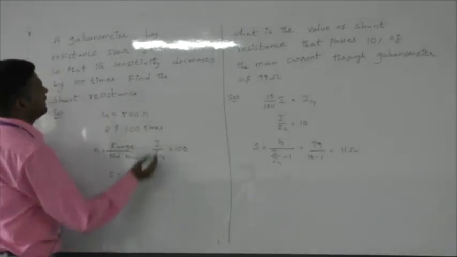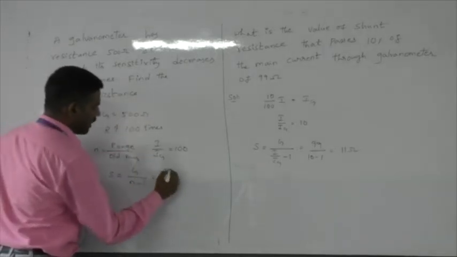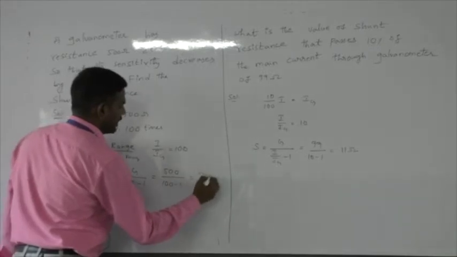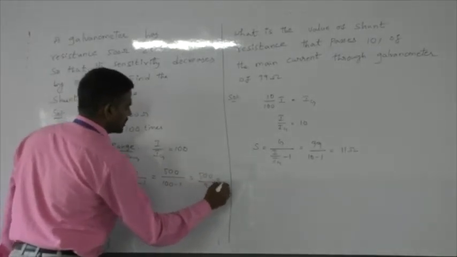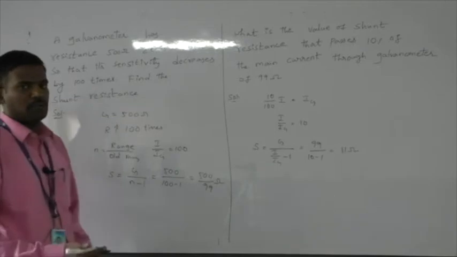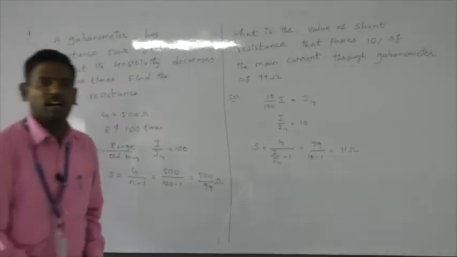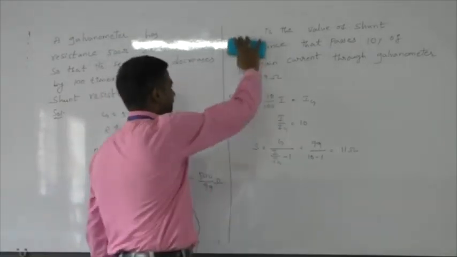What is capital G? The capital G value they have given is 500 ohms, divided by 100 minus 1. So 500 divided by 99 ohms. This is the shunt resistance we have to connect across so that the sensitivity decreases by 100 times, or the range increases by 100 times.